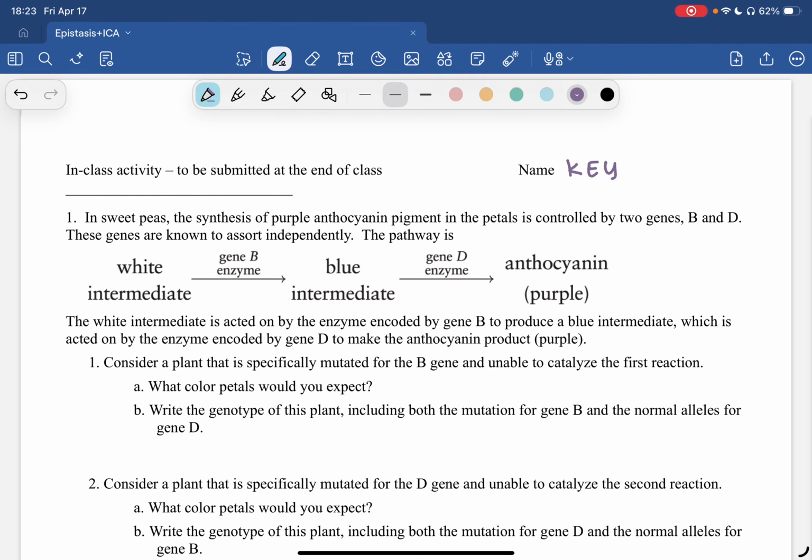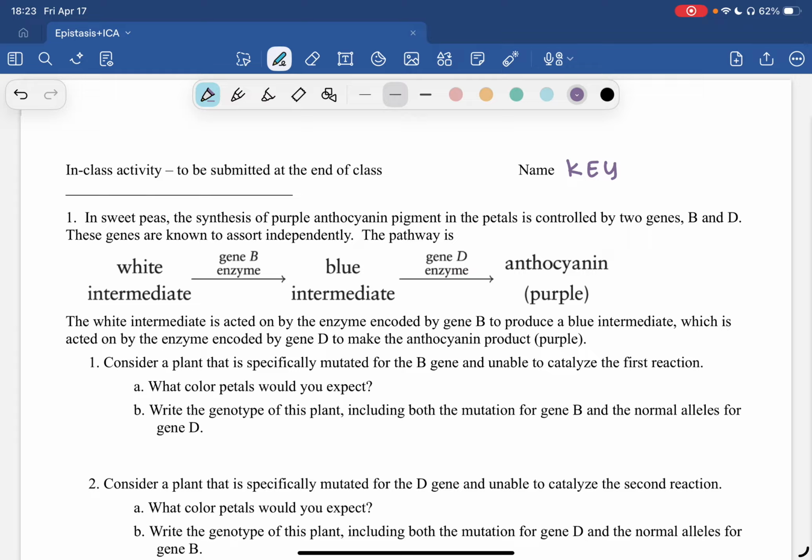We're looking at sweet peas and the synthesis of purple anthocyanin pigment in petals, which is controlled by two genes, B and D. These genes are known to assort independently, and here's the pathway. So again, being able to read and understand the pathway is super important.